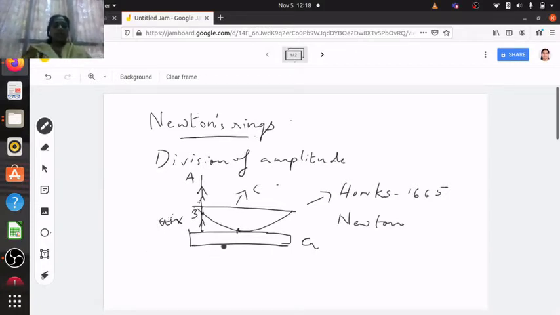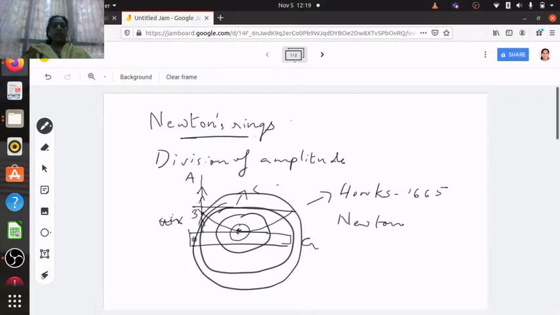So here a system of concentric circular fringes is produced, with the center of the ring system at the point of contact between the glass plate and the lens. This type of circular ring is known as Newton's ring. A system of concentric circular fringes, dark and bright rings, can be seen. Alternate dark and bright arrangement can be seen for a monochromatic light source. Colored fringes can be observed if we are using white light.